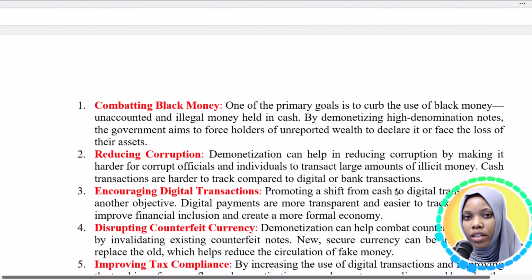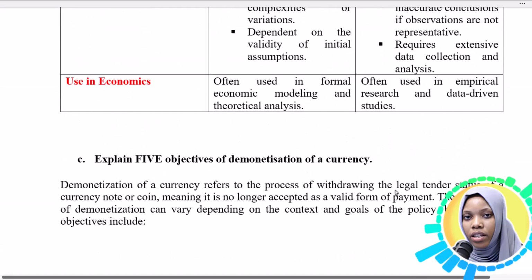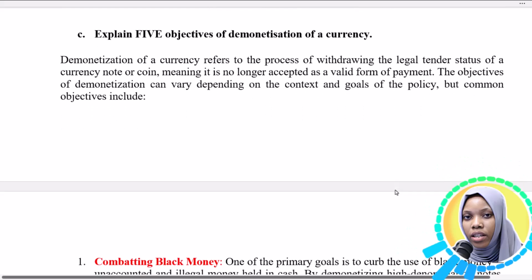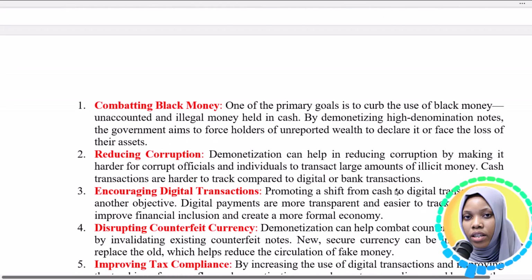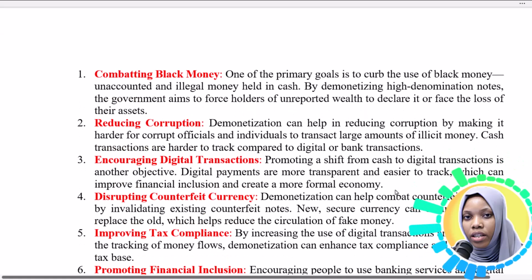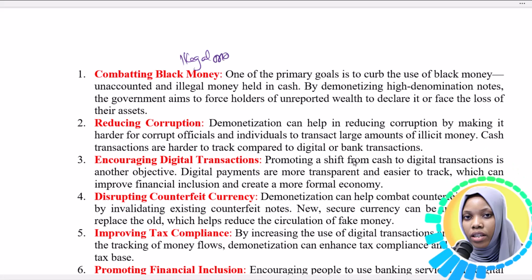And here are the objectives. The demonetization was like what Kenya did with its 1,000 shilling note in 2019. It demonetized the 1,000 shilling note. And what was the reason? Maybe it did that to combat black money, that is, reduce the circulation of black money in the economy. Black money is illegal money. So maybe Kenya did that to reduce the circulation of illegal money or to reduce corruption.